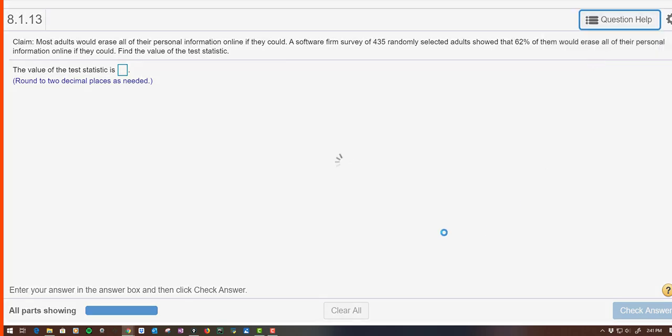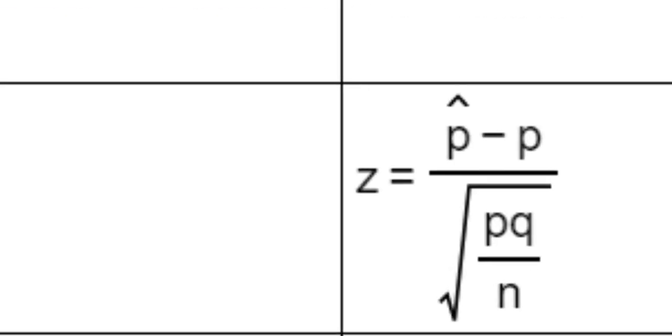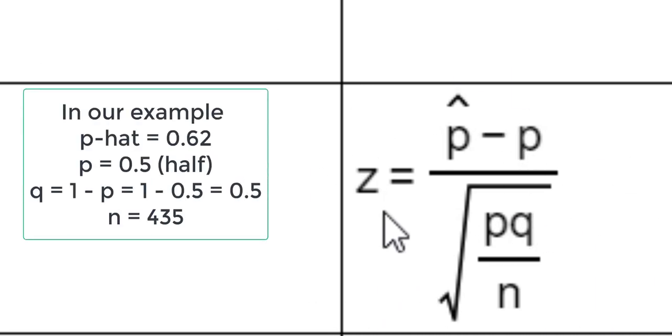Now, if you look in here, the test statistic for a proportion is this formula right here, where z is my test statistic, p-hat is the proportion of successes, minus p, which ends up being the given proportion, and then over the square root of p times q, where q is 1 minus p, divided by n, which n is the sample size.